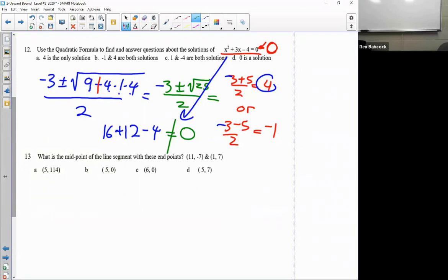So what I missed, or what I didn't put down, is the opposite of 3. If you do the -3, that's 1. Do a -3 here, that's a -4. If I put a -4 in, it's still 16, but it's -12, -4. Oh yeah, that equals 0. So it's not a bad idea to check their answers.